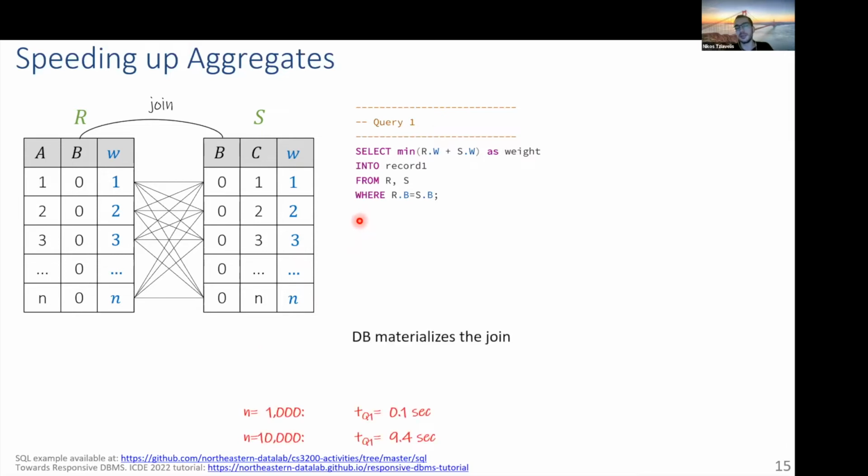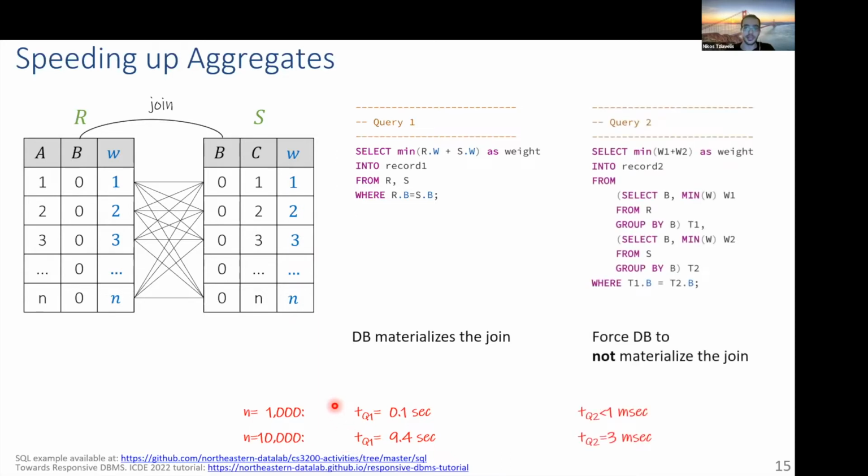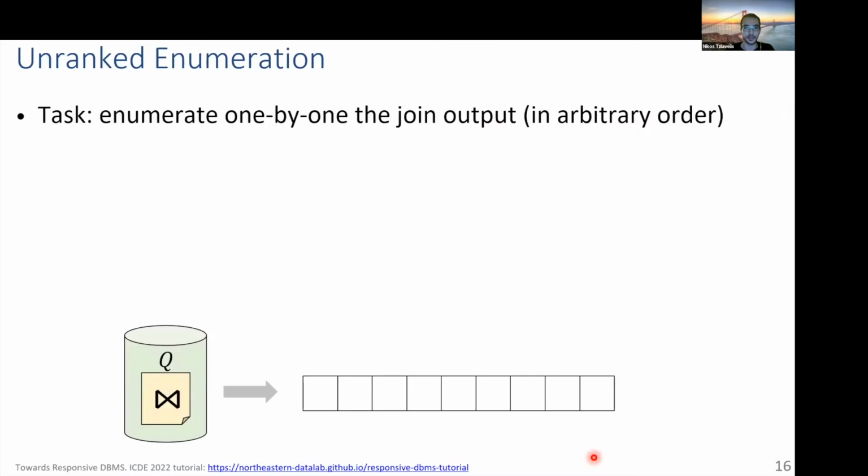And this query, if we run it in Postgres here, this will be rather slow. So here you can see if we just have 10,000 tuples, it already takes 10 seconds. But if we give the optimizer a hint of how to avoid materializing the join, you can see you can get a huge improvement here and do it in only 3 milliseconds. So this is something that database systems can already perform, and the optimizer should take into account these transformations.